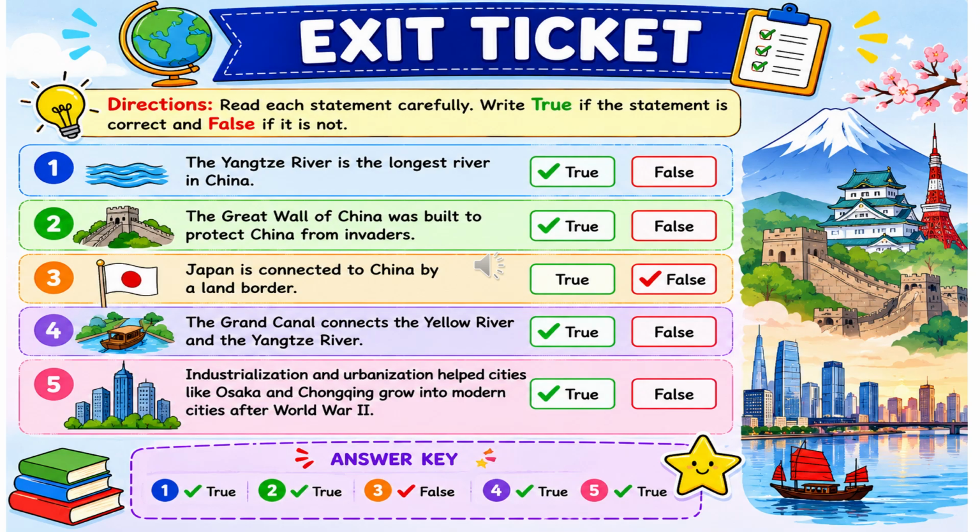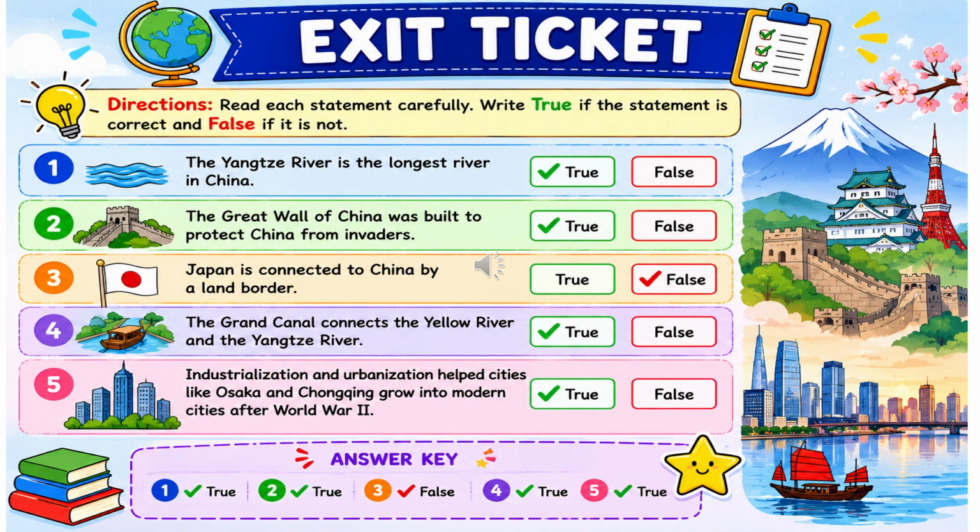Now, question number 4. The Grand Canal connects the Yellow River and the Yangtze River. The answer is yes, true. The Grand Canal links these two important rivers and has played a major role in transportation and trade throughout China's history.